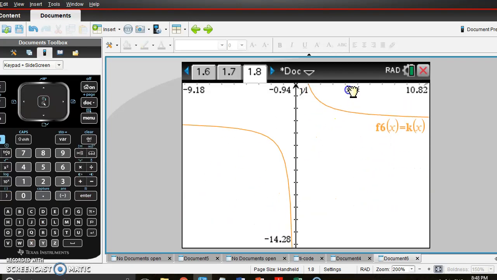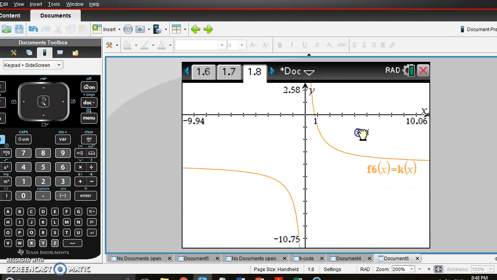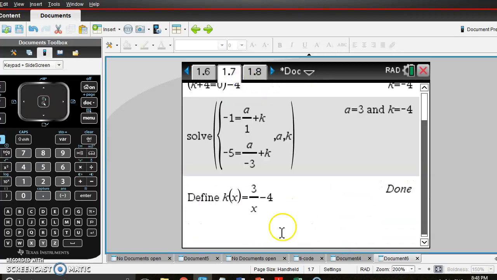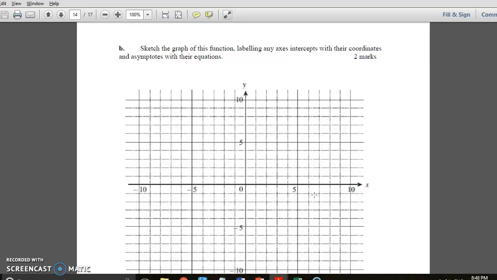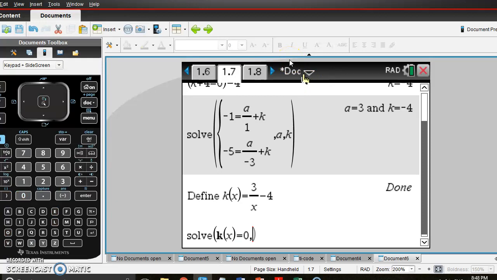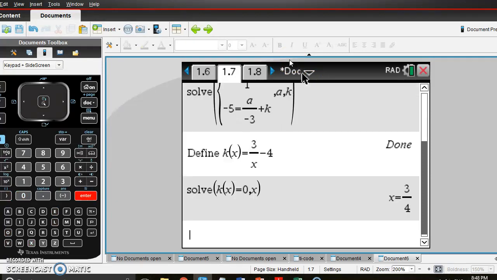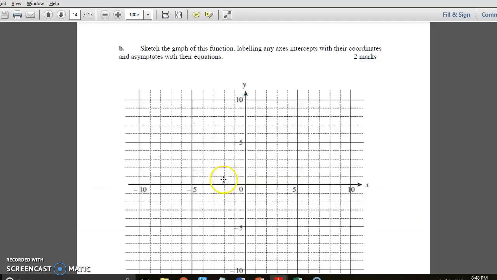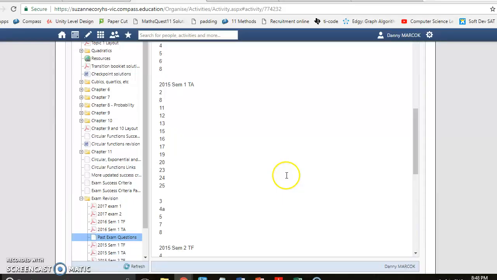From there, we look at that and say, okay, it looks like we've got an asymptote at 0, and we should know that because we don't have x being transposed anywhere, and then we've got another asymptote at x equals -4. What else do we want to do? X-intercepts, so we'd solve k of x for 0. 3 over 4, so that's, nope, wrong one.